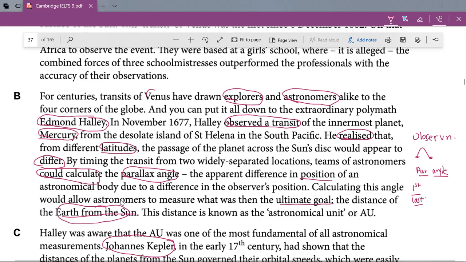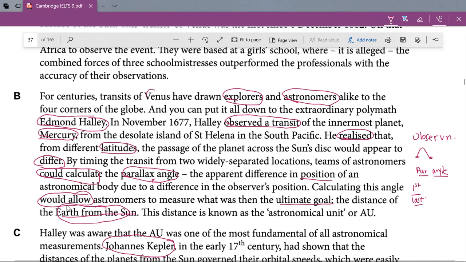So here what is happening is, this guy really did some kind of observation. He found out some kind of angle, and as a result of finding this angle, he said that you can use this angle for finding the distance between Earth and Sun. Now, how does it happen, I'm not really clear. But all I know is that this guy gave an idea of a possibility, that it could be found. That's the language, could calculate.